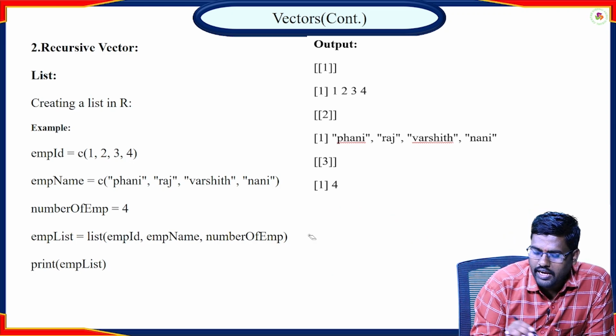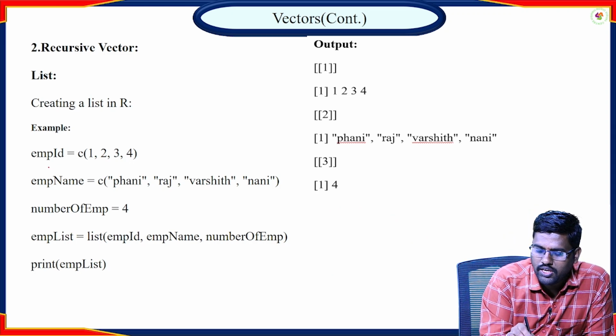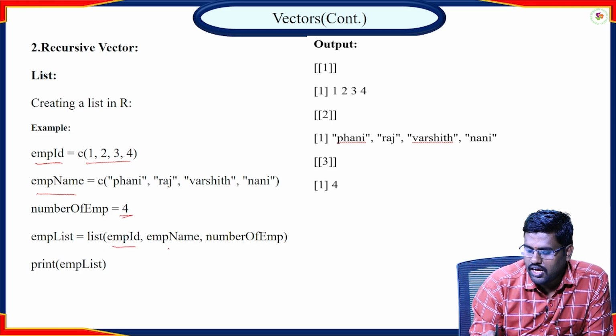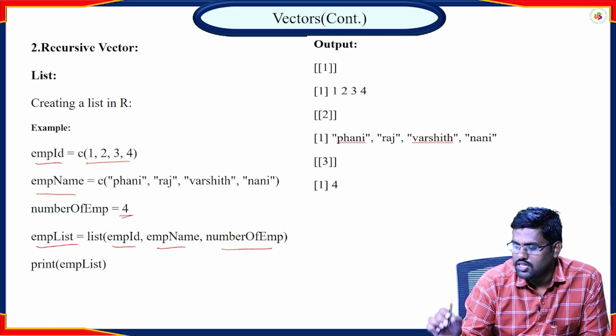Now see here, I created one list. We are taking the variable name employee ID, that contains 4 values, and we are taking employee names. The count of employees is 4. So employee list of employee ID, employee name, number of employees. If I want to print the employee list, they need to print employee IDs. So see one by one.